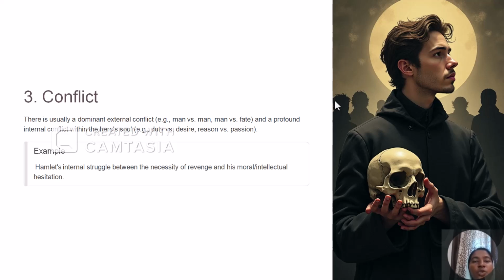It appears in two forms, external and internal. External conflict may be between individuals or between man and fate, while internal conflict takes place within the hero's own mind. In Hamlet, for example, the prince struggles between his duty to avenge his father's death and his moral hesitation. Through such conflict, Shakespeare reveals the complexities of human nature and moral choice.